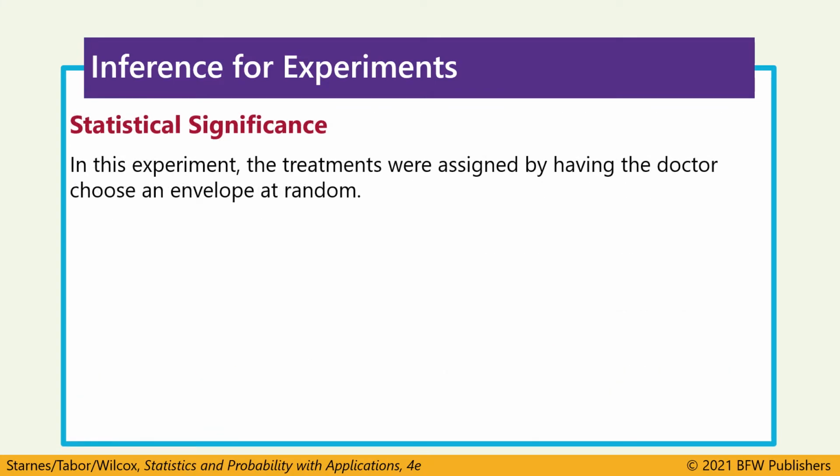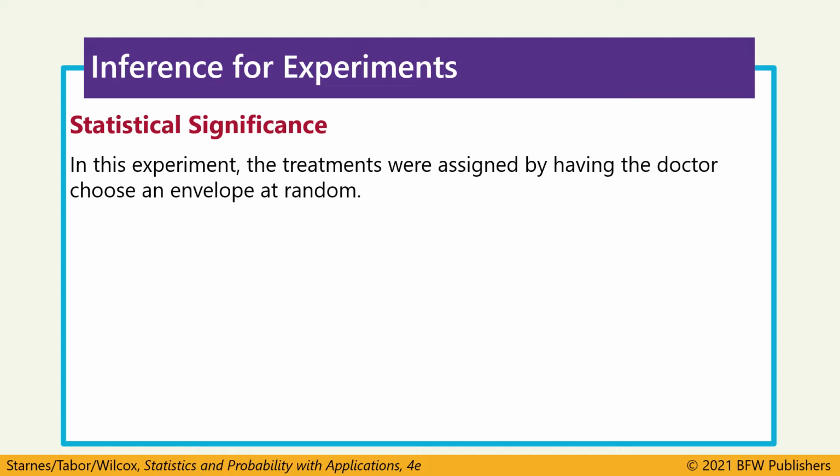Anytime we conduct an experiment like this, we're hoping to see a statistically significant result. What does that actually mean? Well, it means that we want to see a difference between our two groups, the treatment and control group, that's large enough where we can attribute that difference to the treatment.